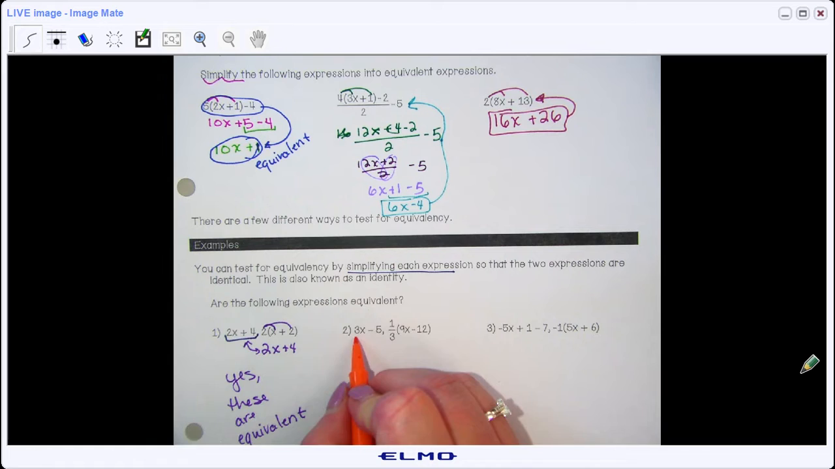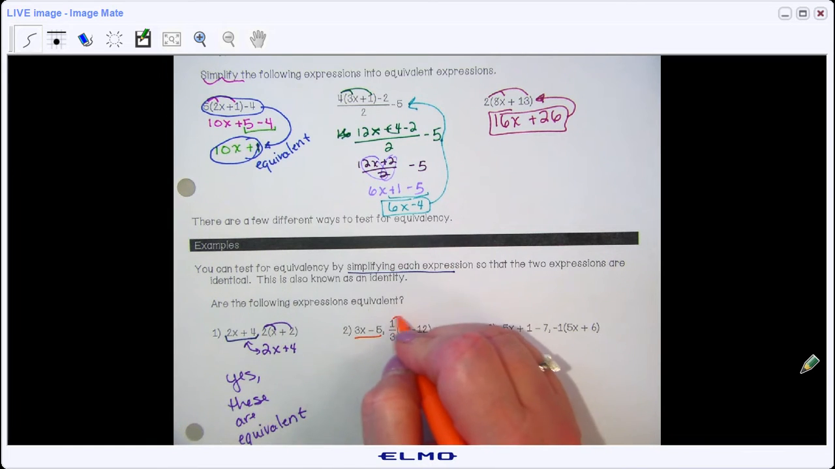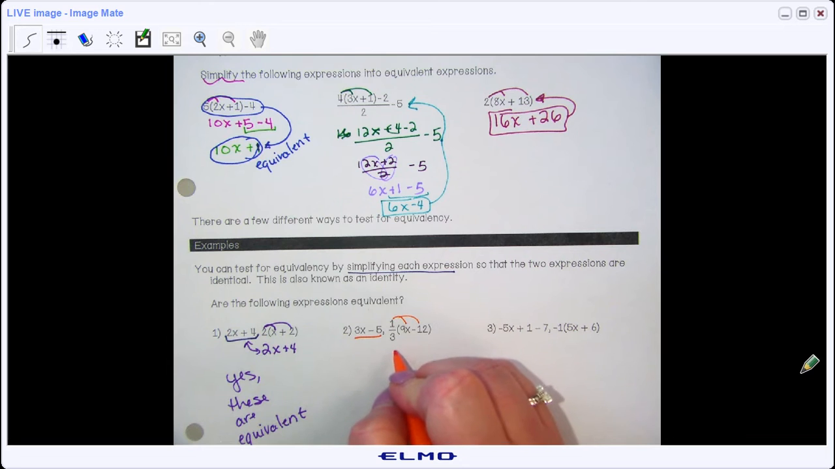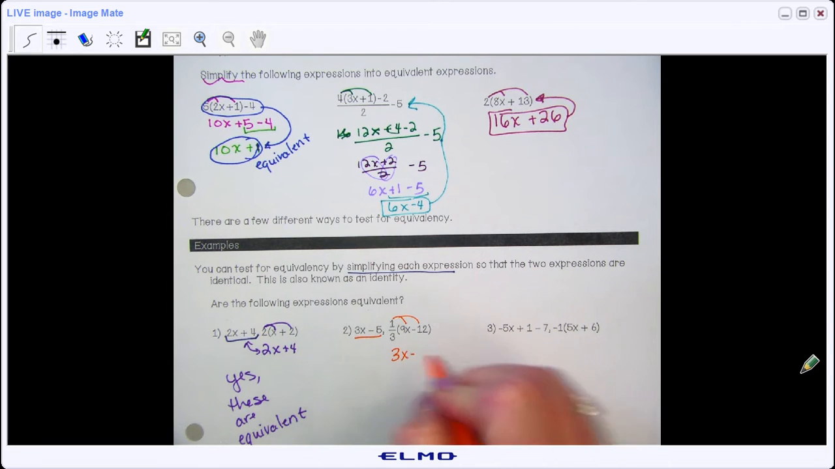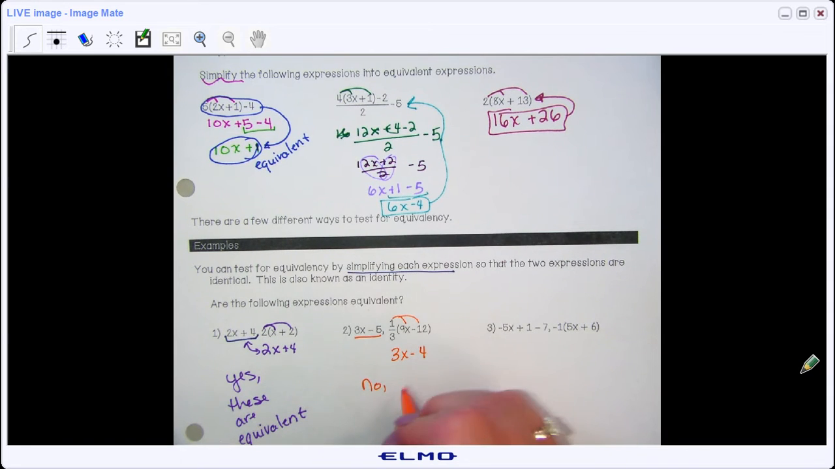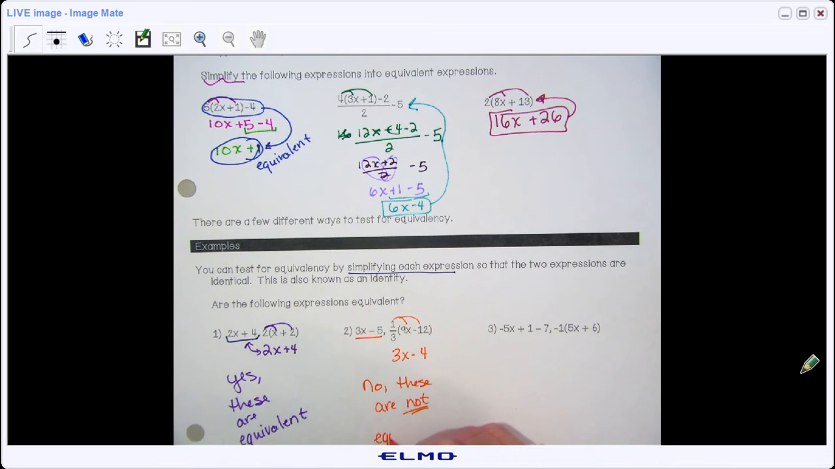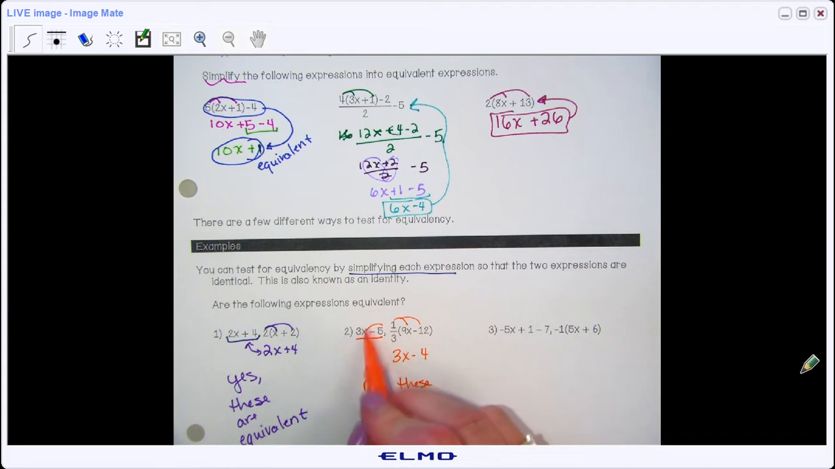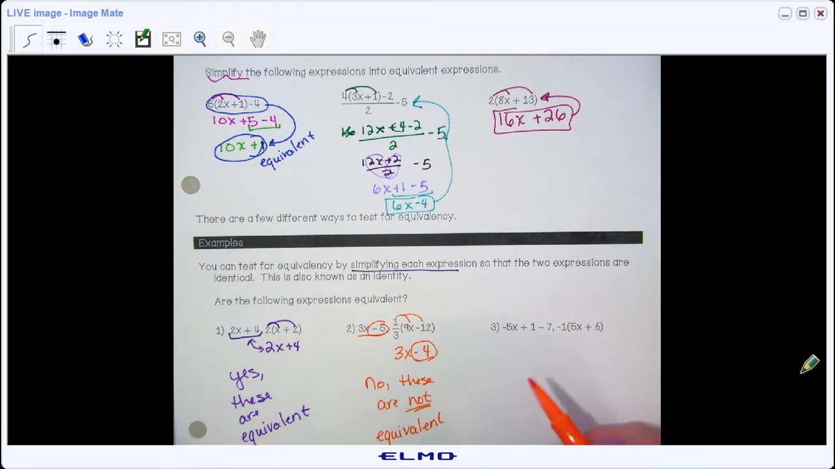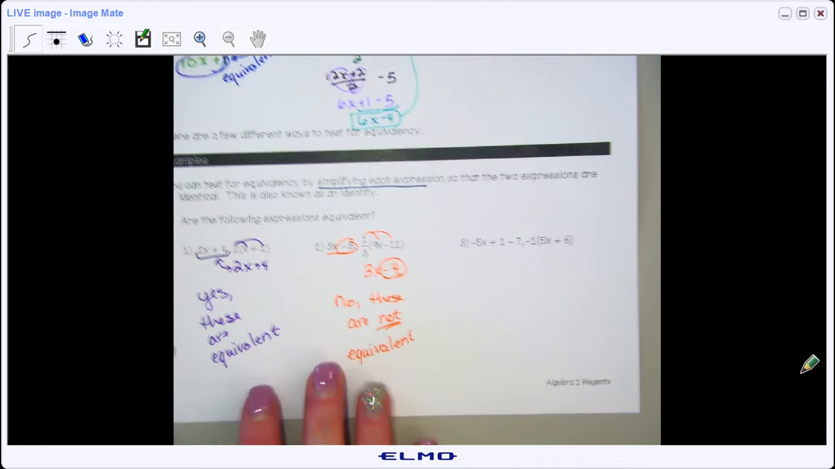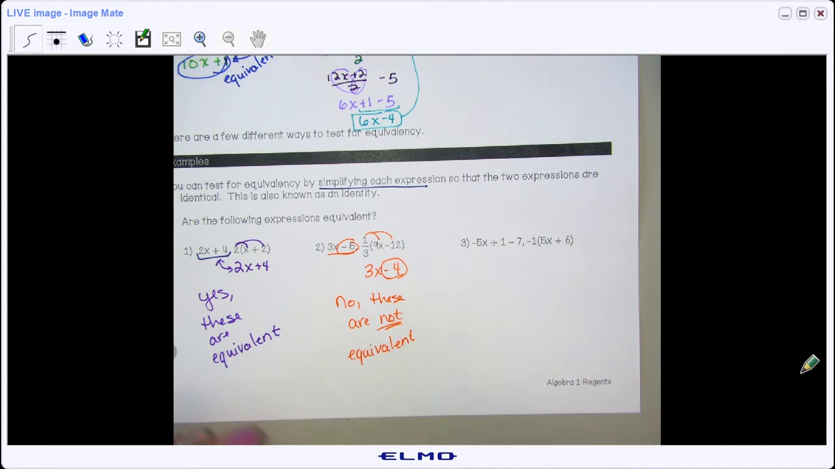So again, next one, I can't do much here. There's no like terms. I can multiply my 1/3 over here. So 1/3 times 9 gives me 3x. 1/3 times 12 gives me 4. And no, these are not equivalent. This one had a -5. This one had a -4. So no, it's not exactly the same. They're not identical, so not equivalent.